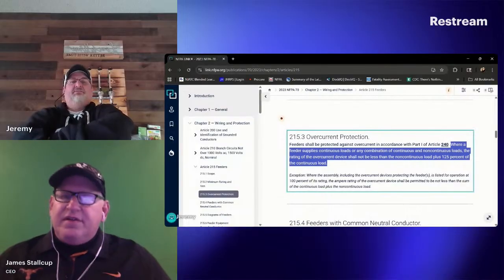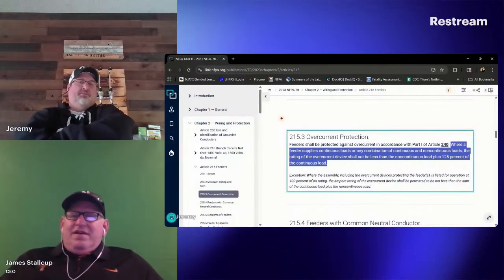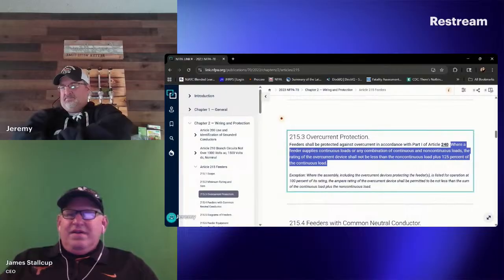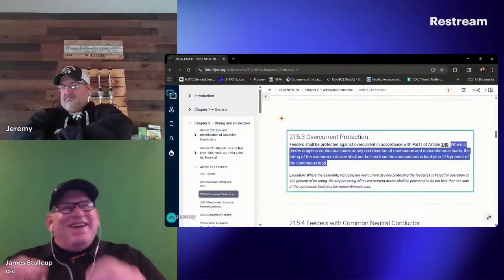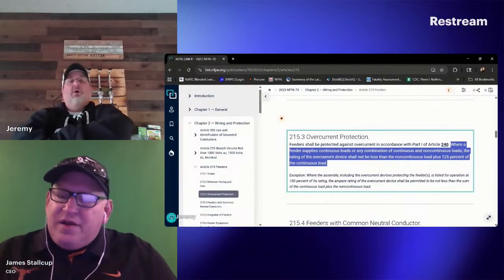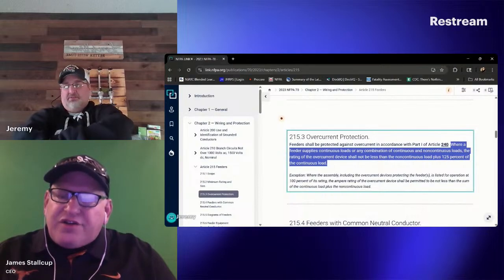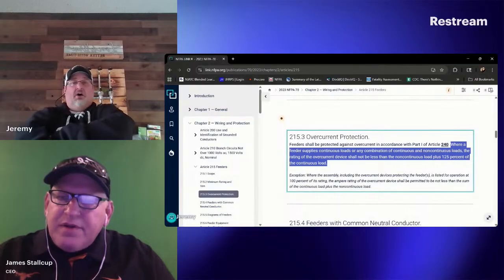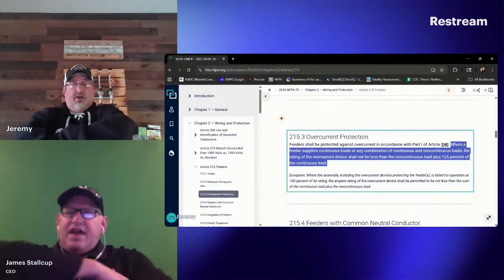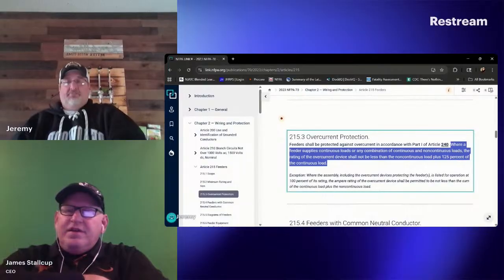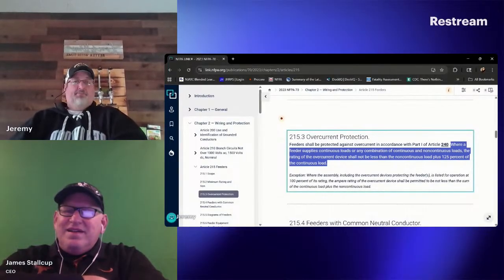So the second sentence in 215.3 means nothing. Listen to me one more time. No. What does it say? When I size it, conductors and overcurrent device, they're sized exactly the same. They are calculated the same. That's right. So you need a 905 amp wire and a 905 amp overcurrent device.